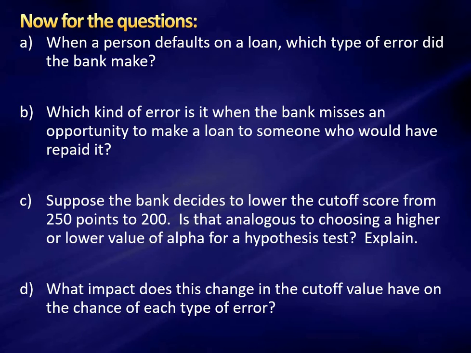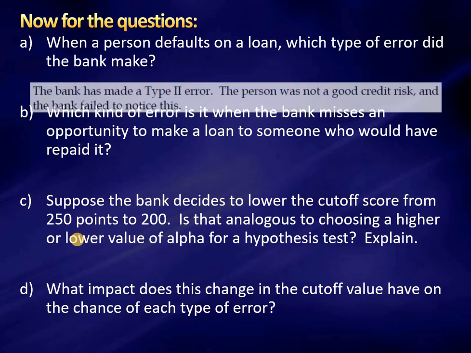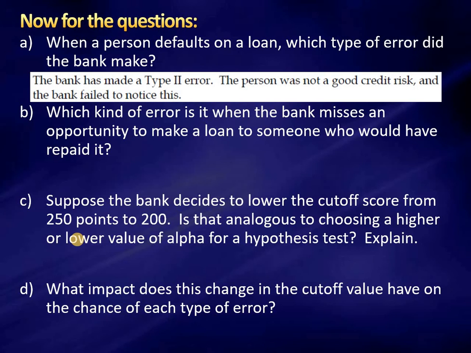Type 1 or type 2? Type 2. They thought you were going to pay it back. They went with the alternative. They shouldn't have. Type 2. The person was not a good credit risk, and the bank didn't catch that. Okay, type 2 error. The null hypothesis was false, but we didn't see that.